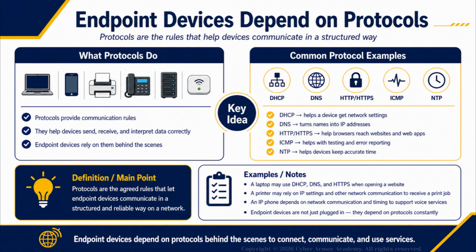DHCP helps a device get network settings. DNS helps turn names into IP addresses. HTTP, HTTPS help web browsers reach websites and web apps. ICMP helps with testing and error reporting. NTP helps devices keep accurate time. So, endpoint devices are not just plugged in, they are constantly relying on network protocols behind the scenes.